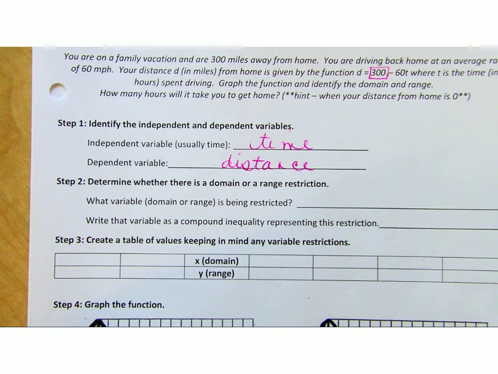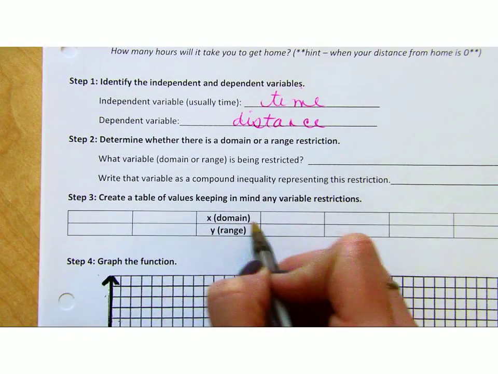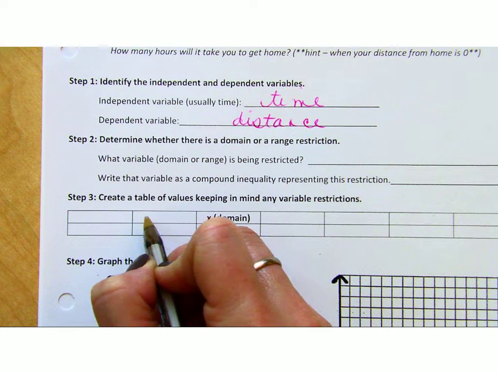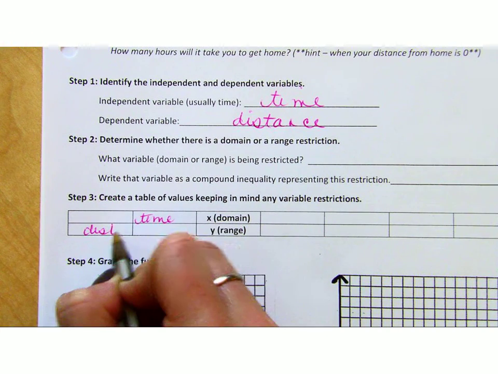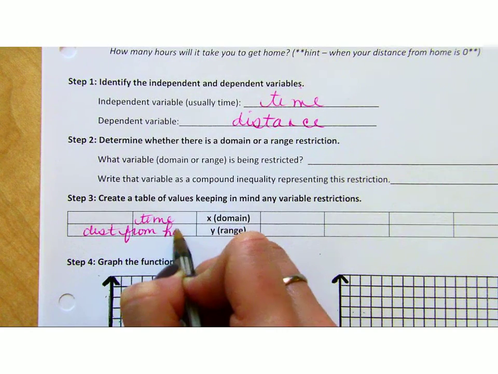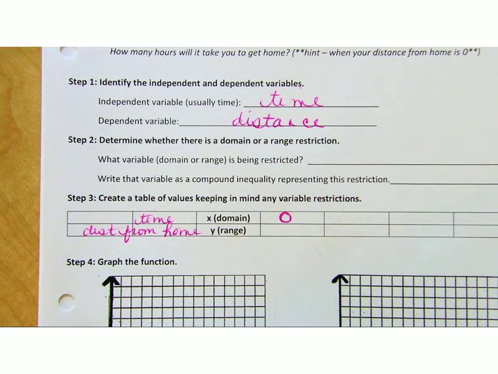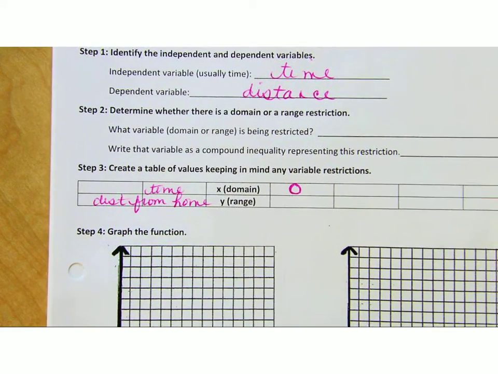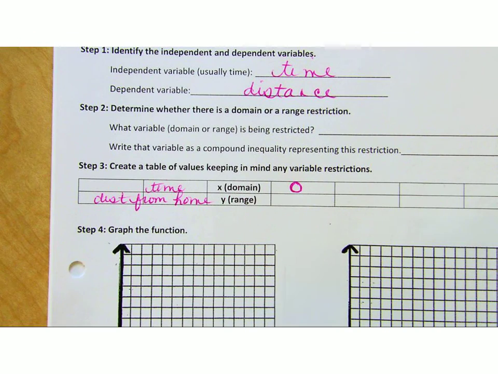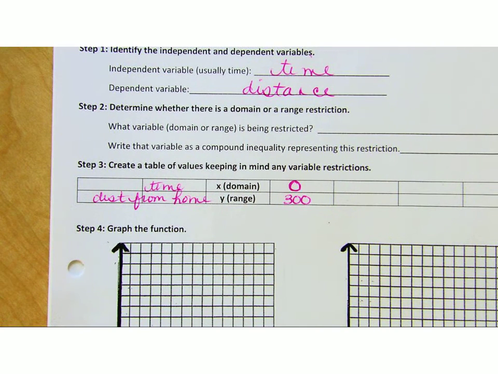So if this is your distance, this is time. This is distance from home. This is so important. If you haven't gotten on the road yet to head back, be careful. How far away from home are you? You're still 300 away, correct? Okay? So every hour that you drive, you are 60 closer.